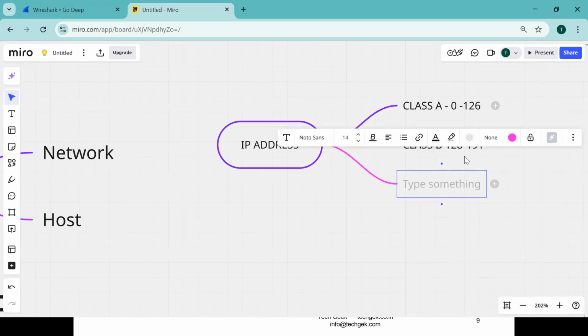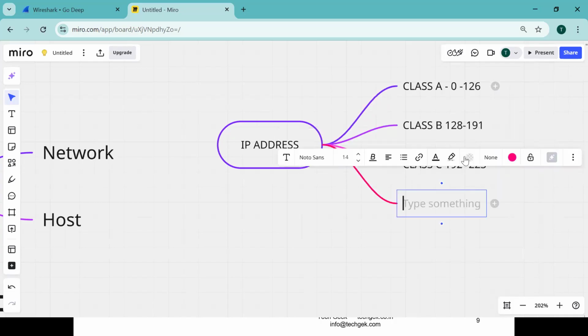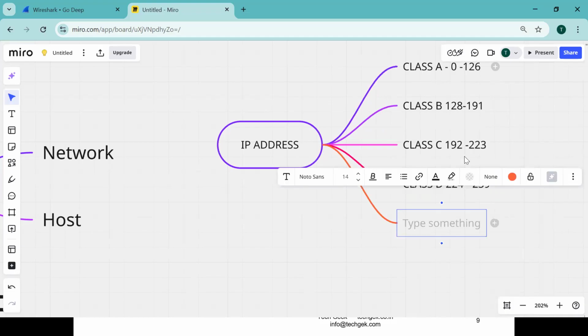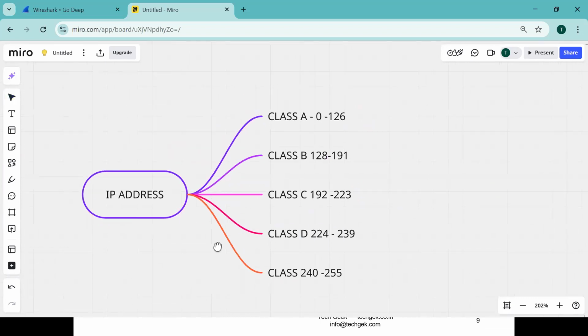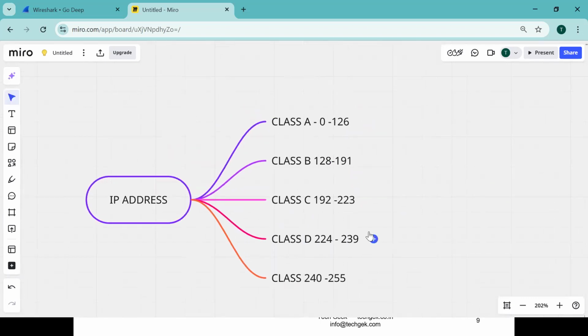Now class C is 192 to 223. In the same way, we have class D, which is 224 to 239, and class E, which is 240 to 255. So these are the ranges, and based on these ranges the entire system works.